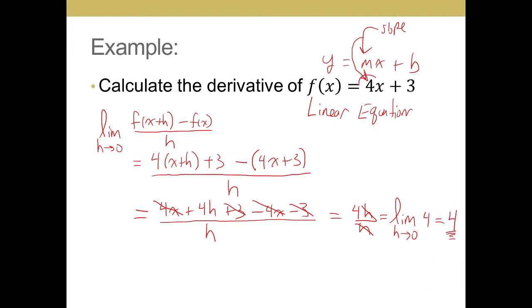This is the exact same thing as the slope of our linear equation, so that's correct. So again here, slope equals derivative. So we're good to go. There we go. We're good.